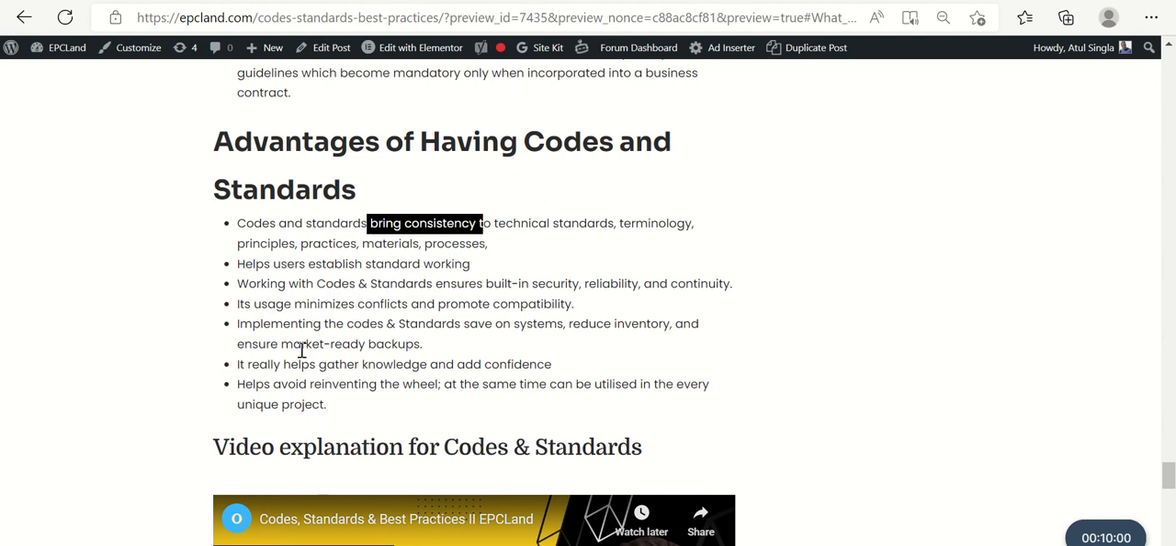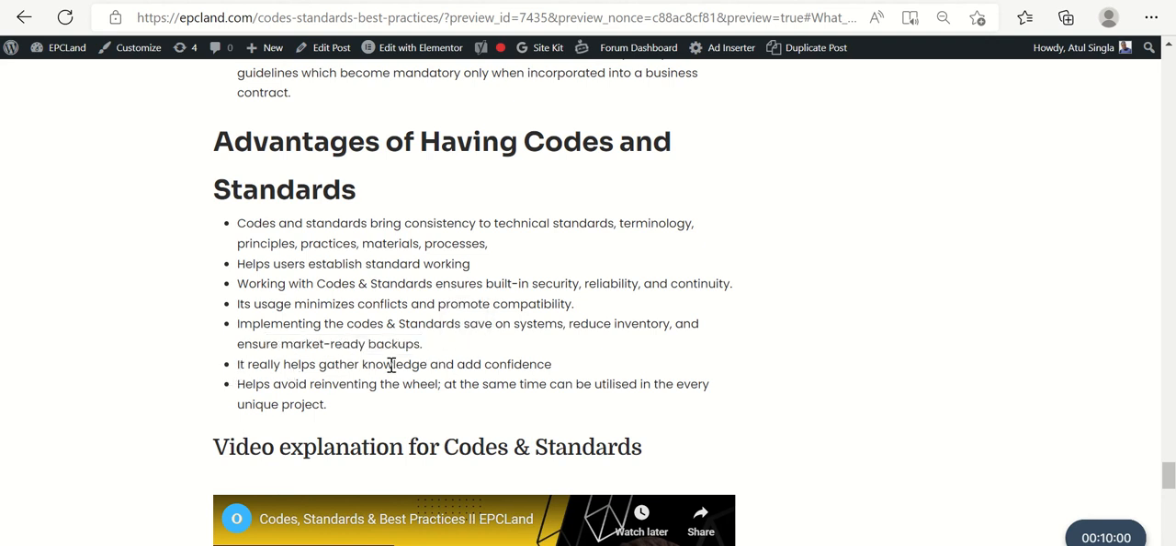Implementing codes and standards reduces inventory and ensures market-ready backups. There will be readiness. Vendors will know what kind of standards are available, what they have to manufacture, what the material requirements are, and how and when we are going to inspect. All those things will reduce inventories, and ready-made market backups will be there. Vendors will keep preparing their inventories also.